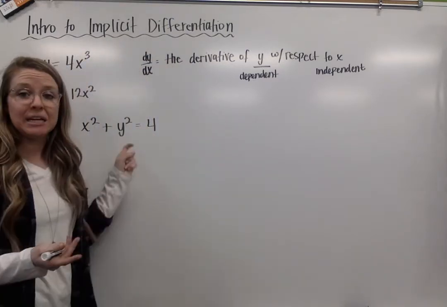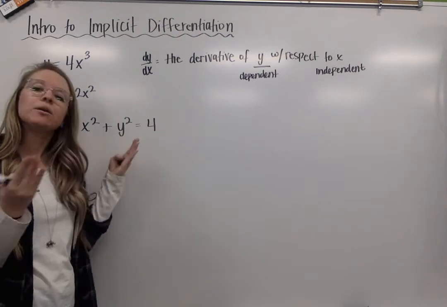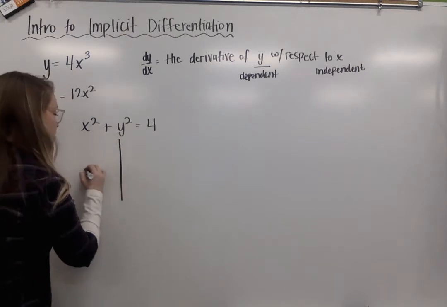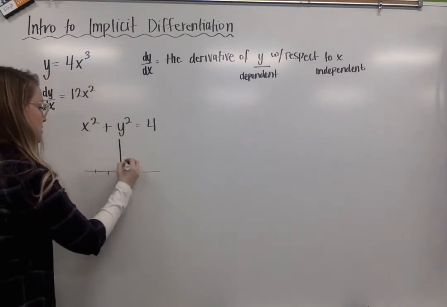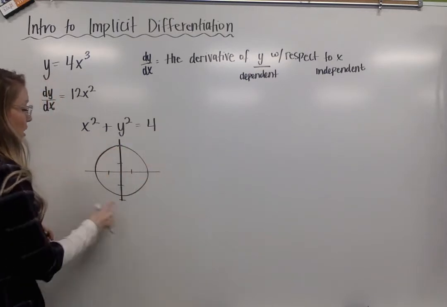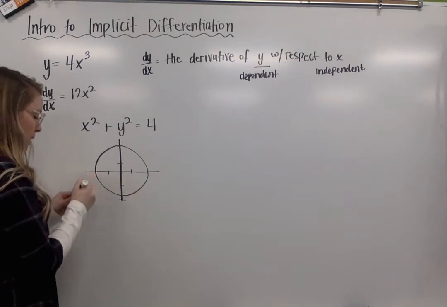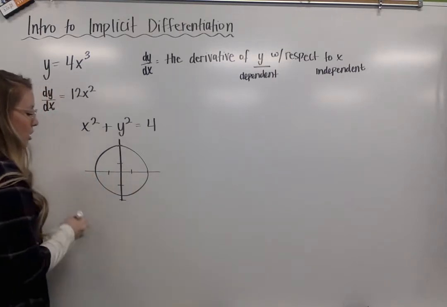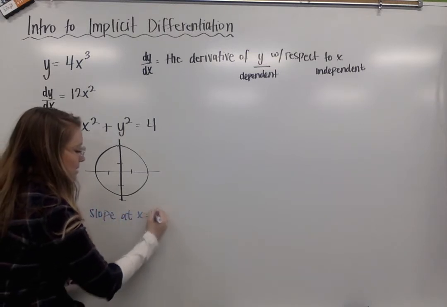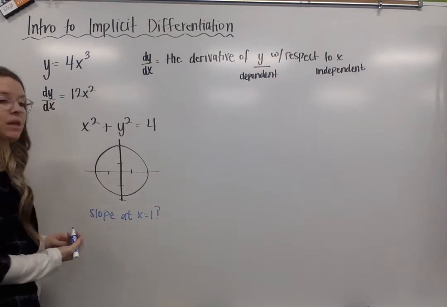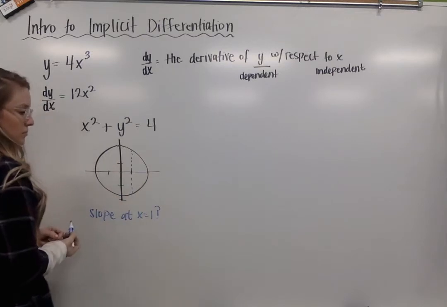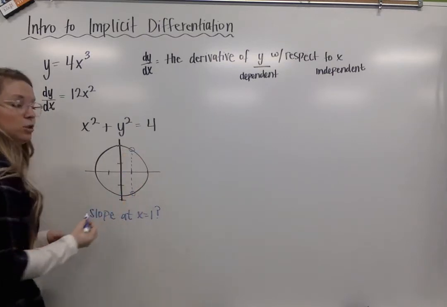But really what's happening is x and y in this function kind of rely on each other. If you remember, this is the function of a circle with a radius of 2. So if I were to do a quick sketch of this function, that's awful, I missed my 2 terribly, but it gets the point across. I want to know right now, what is the slope at x equals 1? That's going to give me problems because right here is where x equals 1, I have two slopes.